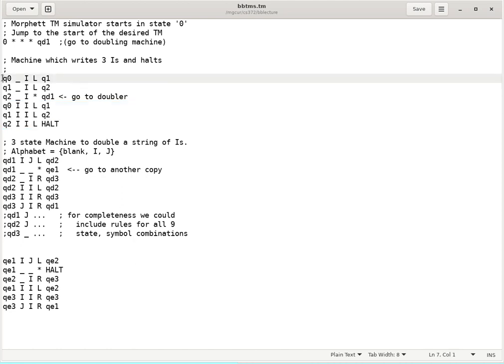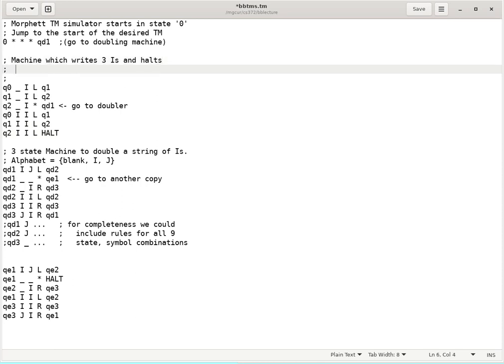So this has 3 states. Each state can look at each symbol, times 2 symbols. The symbols are blank and I, which equals 6 rules. So any Turing machine we write with 3 states and 2 symbols has 6 rules. Some of them we might not reach for some inputs, but it has 6 rules. So think of that as the number of lines in your program.